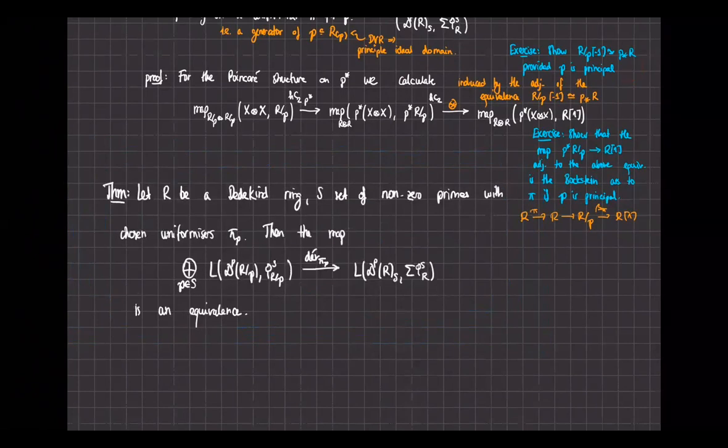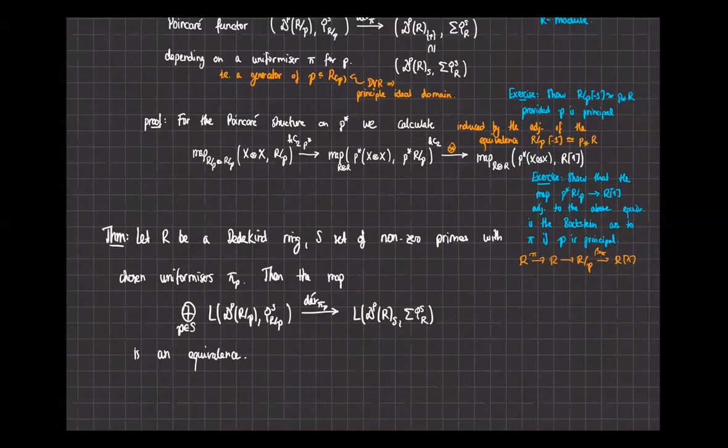And at least in the case where we assume that P is principal, it's actually not very difficult to prove these equivalences. In general it's also not very difficult, but if you have a generator of this principal ideal, it's very easy to prove these equivalences and convince yourself that this construction in fact provides a Poincare structure on the restriction of scalars functors.